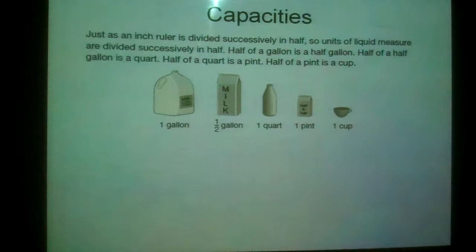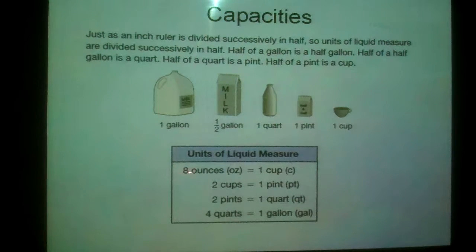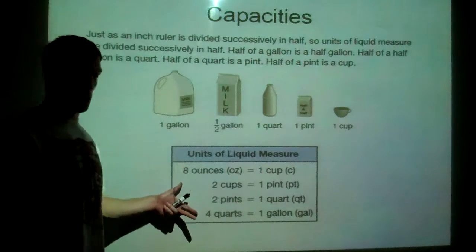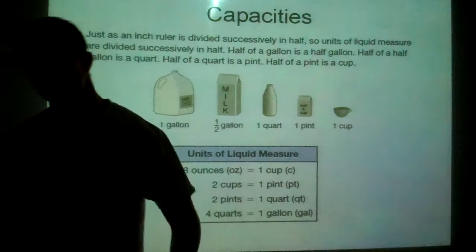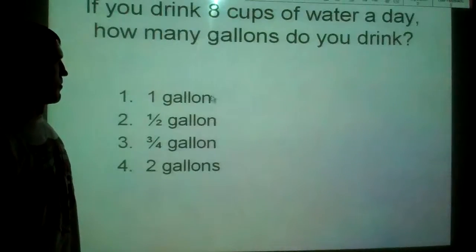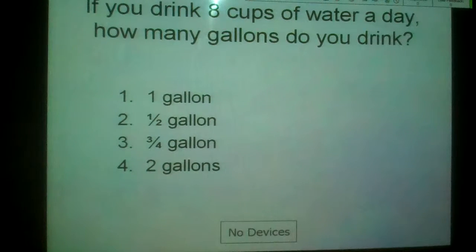Alright, some capacities. We've got 1 gallon, half a gallon, quarts, pints, cups. And we have a way to relate all these. 8 ounces is 1 cup, 2 cups, 1 pint, 2 pints, 1 quart, 4 quarts, 1 gallon. The students have seen a chart before. It's got a big G, and then it's got some other things in it. It's got Q's, P's, and C's, and I'll show you how to set that up because it makes things much easier for a problem like this. If you drink 8 cups of water a day, how many gallons do you drink?